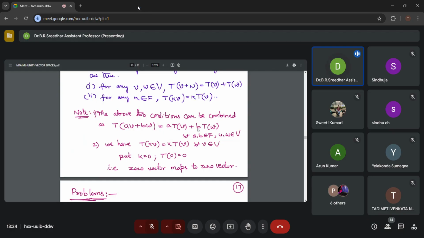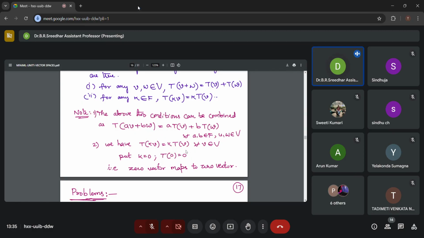Now, where a and b belong to the same field, and T of KV is equal to K into T of V. As you know, this is scalar multiplication. If you assume that K is 0, where 0 is not a value here, you should feel 0 is a zero vector. The zero vector should be mapped with the zero vector only. Please be clear. Zero vector should be mapped with the zero vector. So T of 0 is equal to 0.